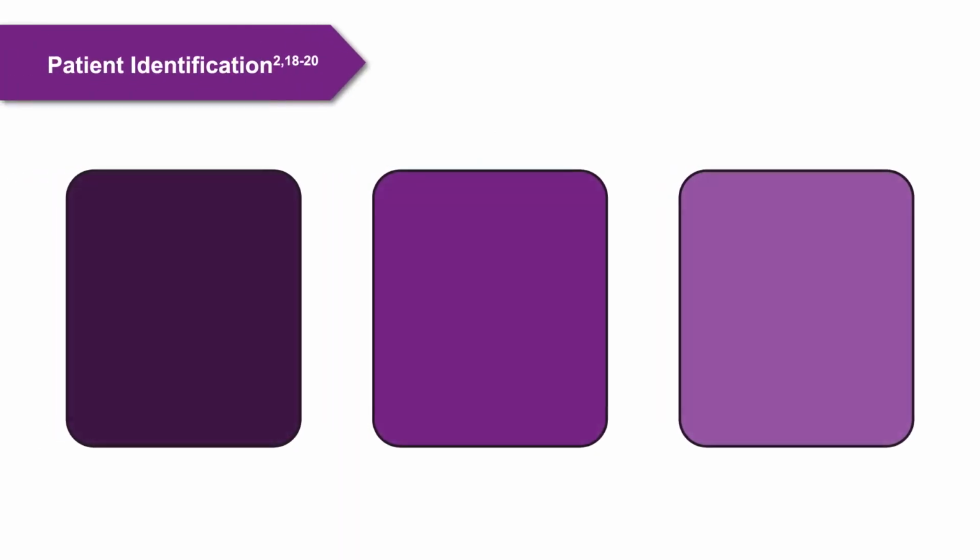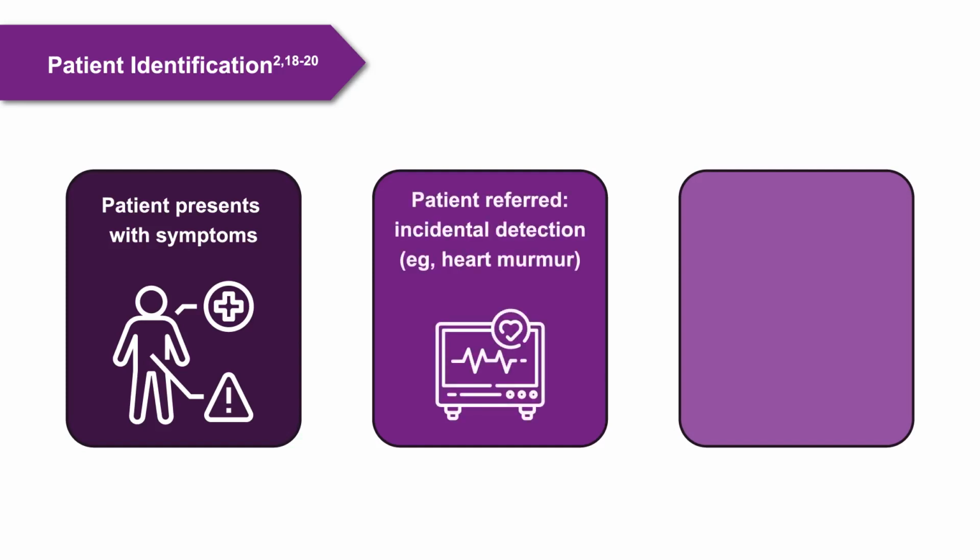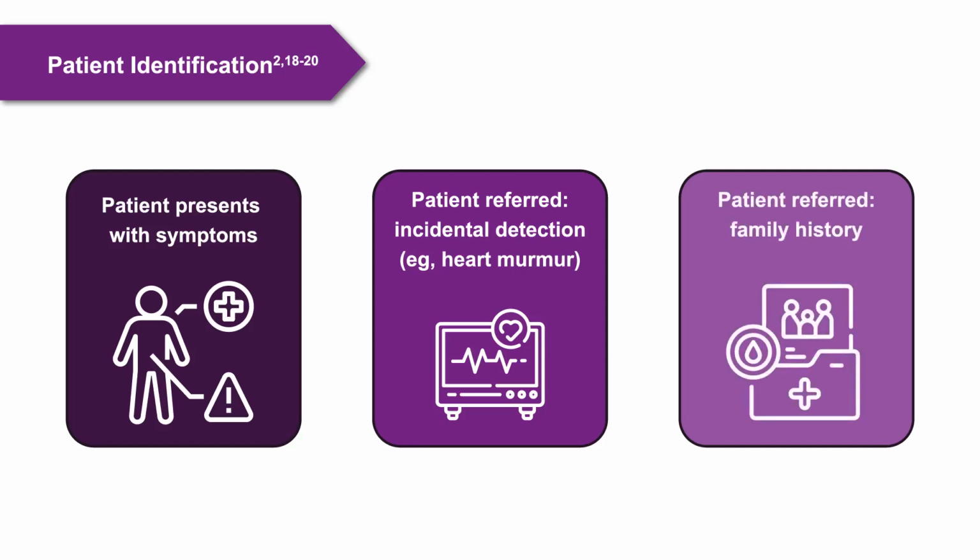For most specialists, they will encounter a patient with hypertrophic cardiomyopathy in one of 3 scenarios. They may see a patient who presents with symptoms of exertional breathlessness, dizziness, chest discomfort, palpitations. A patient may have been referred because of the incidental detection of an abnormality on examination, most typically of a heart murmur. Or the patient may have been referred because of a family history of the disease, or because of a family history of complications that are suspected to relate to an underlying inherited disorder, for example, premature sudden death or heart failure in a family member.